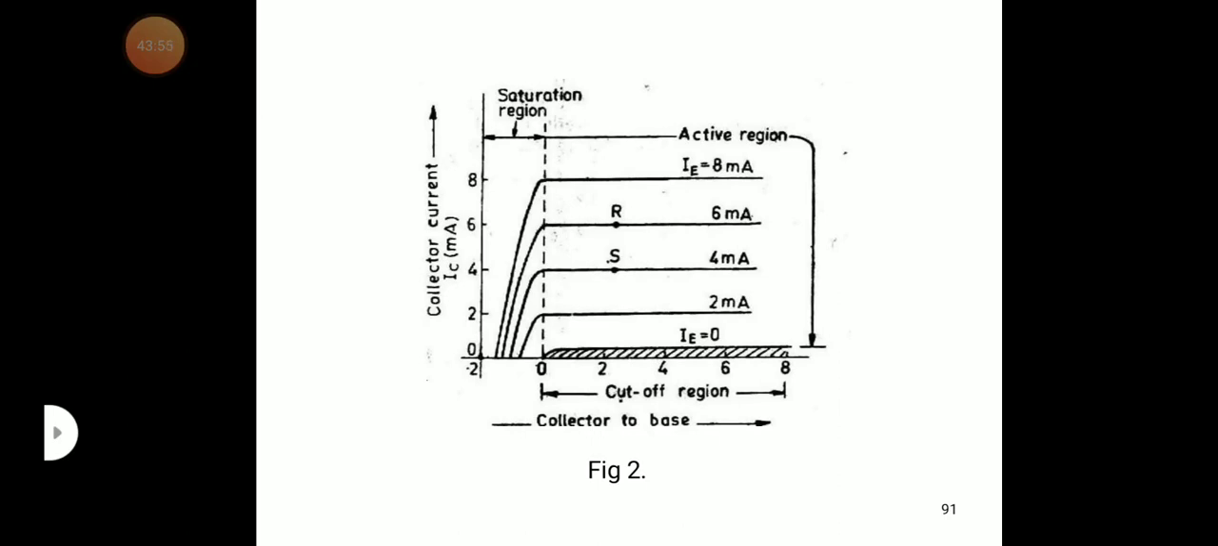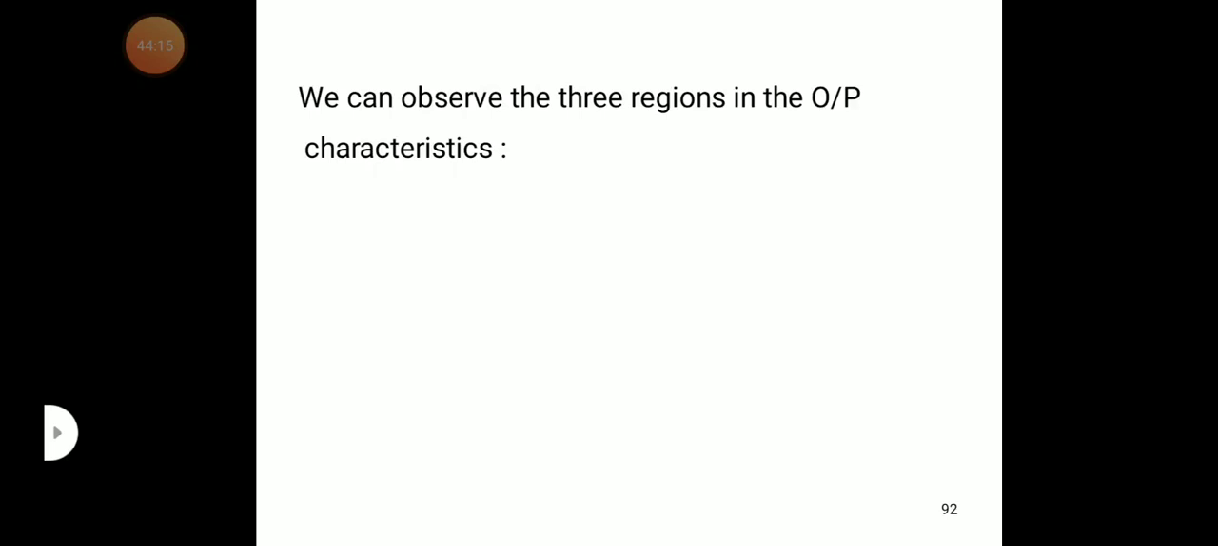You can see, below IE equal to 0 is given as the cutoff region. Above IE equal to 8 milliamps is taken as saturation, that is, the saturation region is here, where the VCB value is from -2 to 0. So we can observe the three regions in the output characteristics: active region, saturation region, and cutoff region. As we know, every configuration has these three regions.